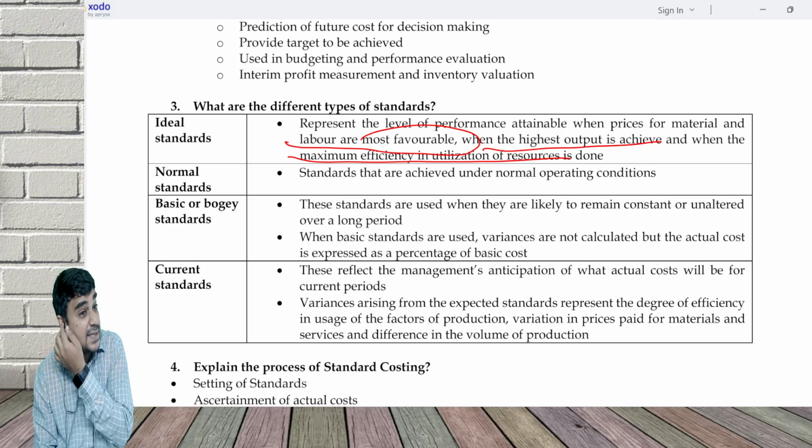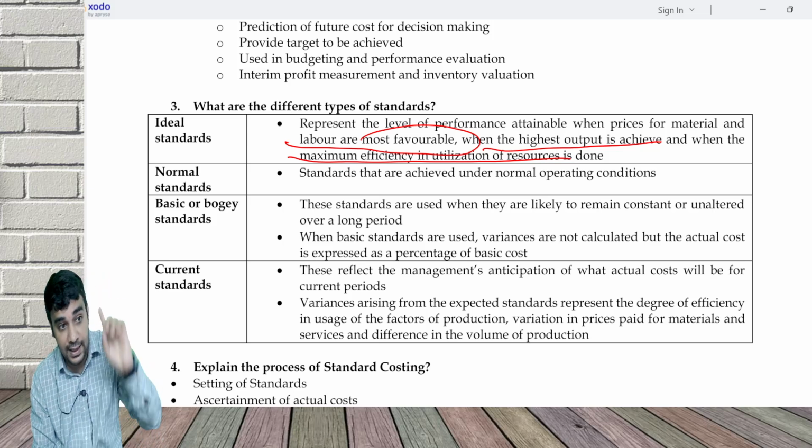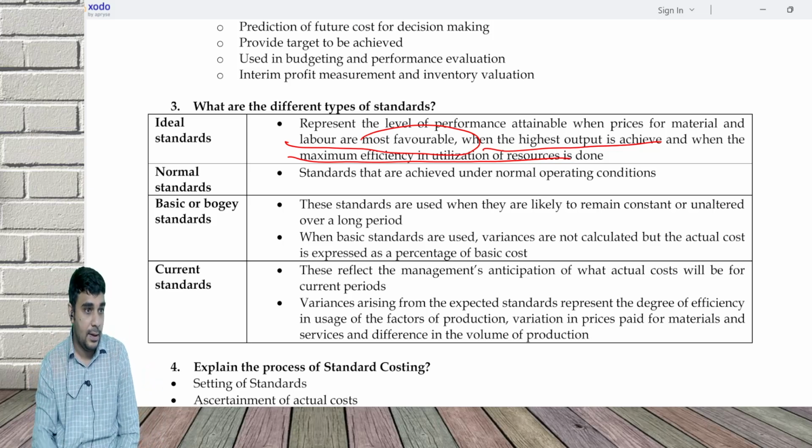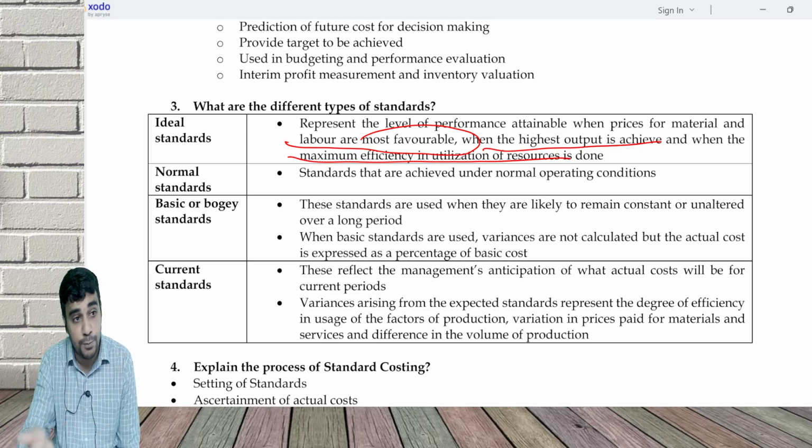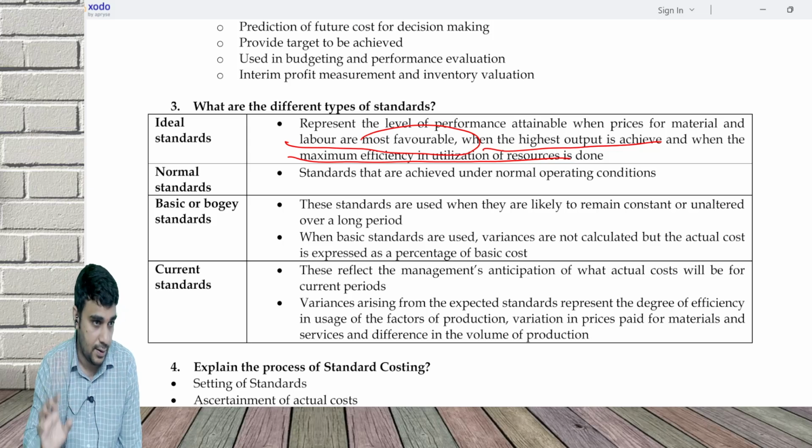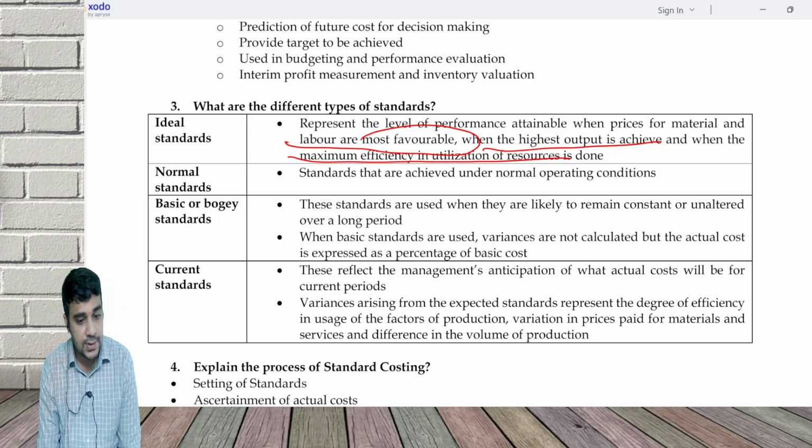That is like the maximum capacity of your labor. Maximum capacity is 24 hours working, 365 days working. In the ideal standard, everybody works 24 hours, 365 days, whatever you produce you're able to sell, and you're able to buy the product at the lowest price. So this is not what is followed as standard.